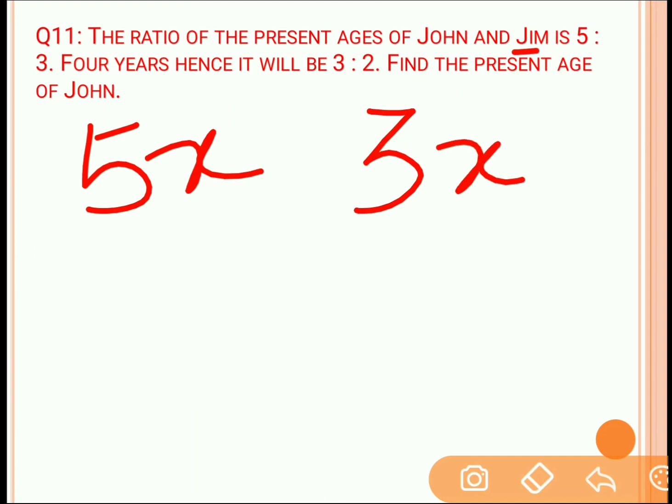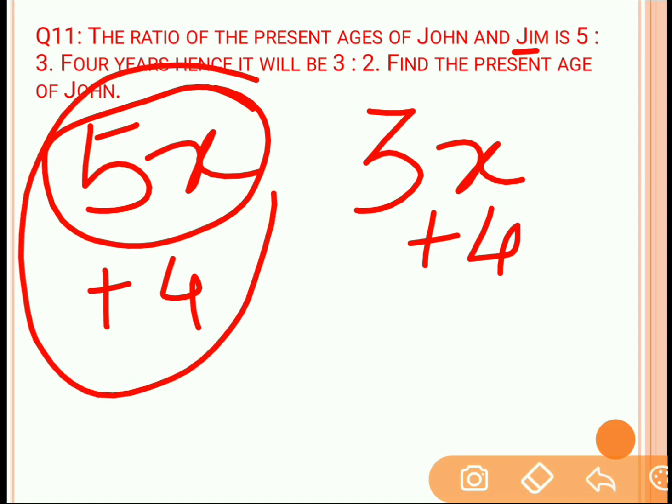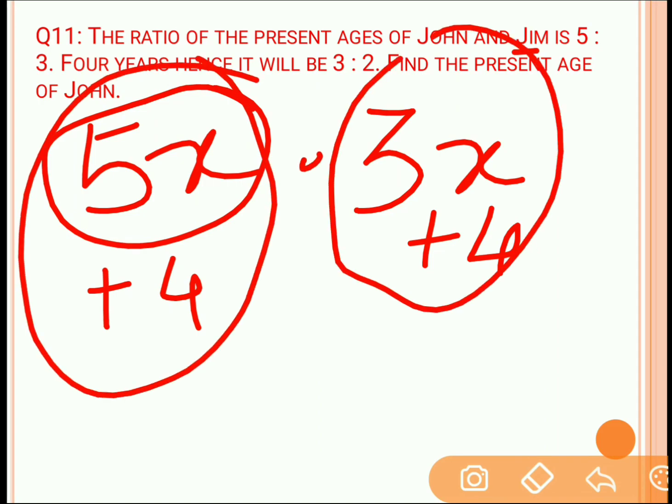Now after 4 years, they will be 4 years older. So after 4 years, John's age will be 5x plus 4, and after 4 years, Jim's age will be 3x plus 4. Now, if we take the ratio of this new age after 4 years, then this new ratio will be equal to 3:2. So, the ratio of 5x plus 4 and 3x plus 4 is equal to 3:2.